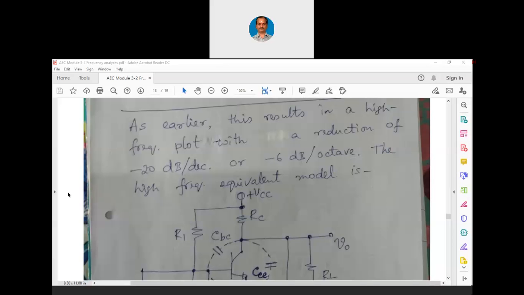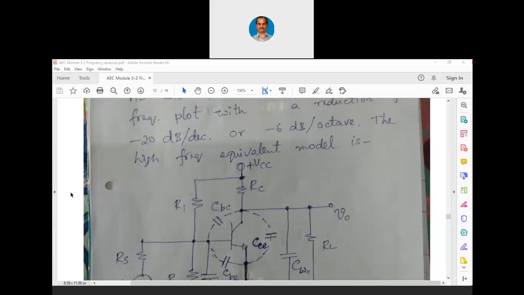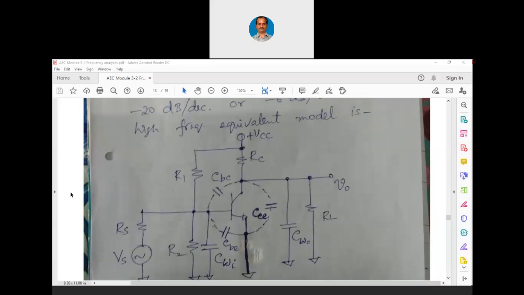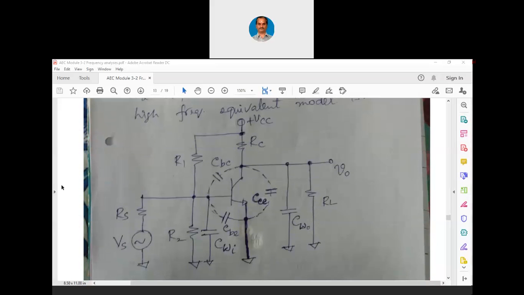Why the minus sign? Because it is reducing from the maximum gain, so we put a minus sign. That's why we call it roll off. It is rolling down. Now using this particular analysis, we can write a high frequency equivalent model for the transistor or for our amplifier circuit.